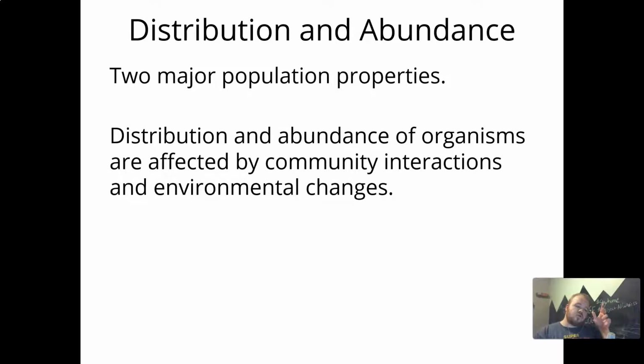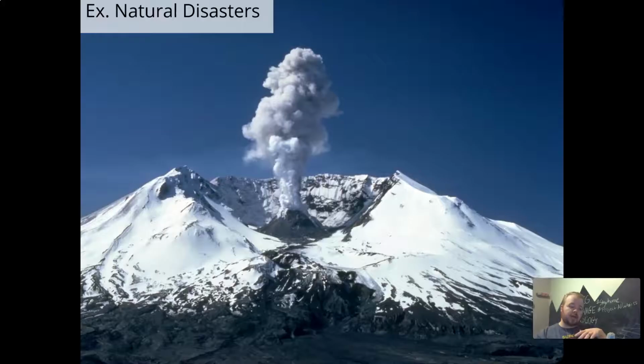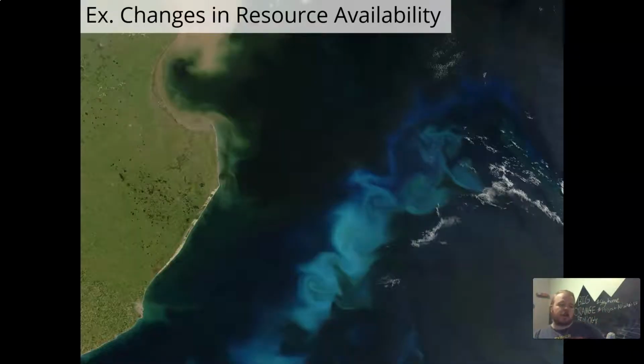Now, populations have 2 major properties. Those properties are known as distribution and abundance. Distribution and abundance of organisms are affected by the community interactions and environmental changes. For example, natural disasters, like Mount St. Helens here, that's going to create a big disruption to population distribution, you would think. Resource availability. All of a sudden, putting new resources in an area where there's no resources or very limited resources to begin with, that's going to create a population change.